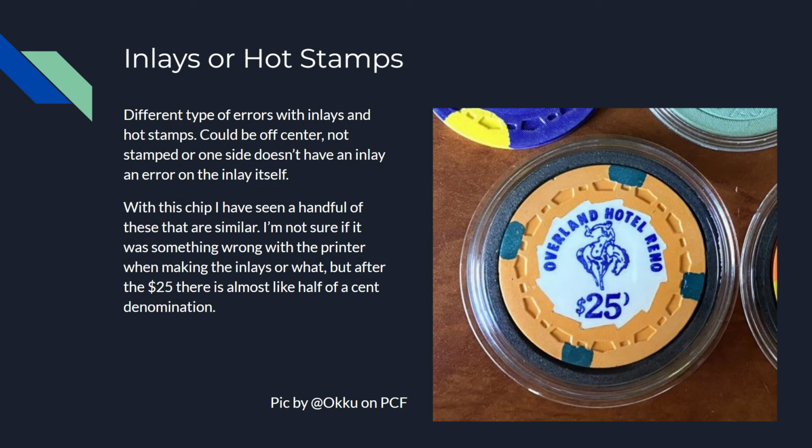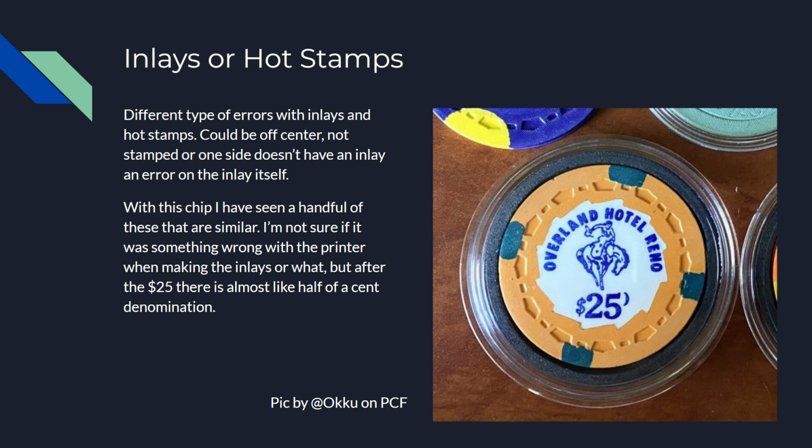And then kind of the last slide we're going to talk about. Now the Overland 25, this one in particular, I've seen a handful of these that are similar. And I'm not sure if there was something wrong with the printer when the inlays are getting made or what. But after the 25, there's almost like a 1/2 cent denomination. So I think I saw 3 or 4 posted of these on PCF, kind of looking for pictures in general.